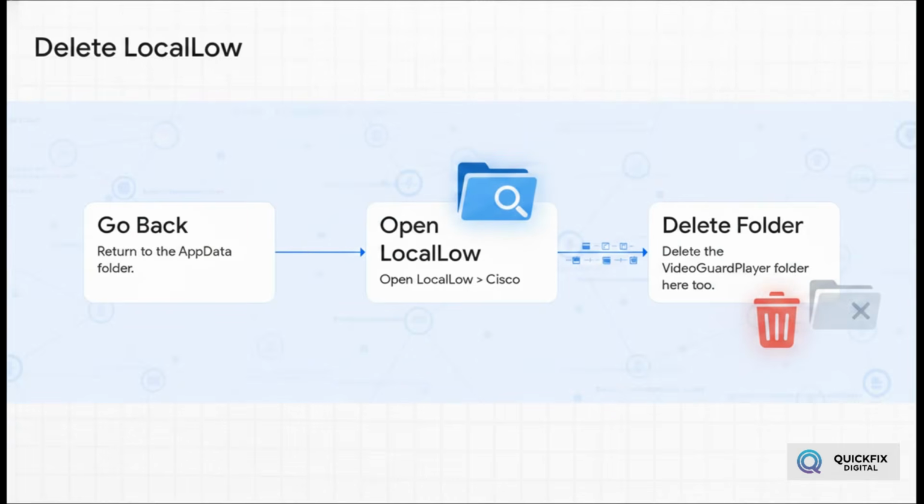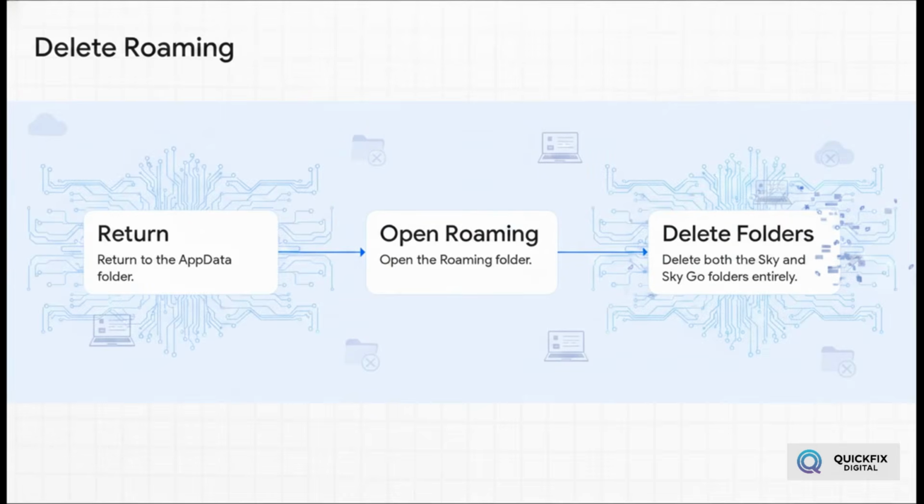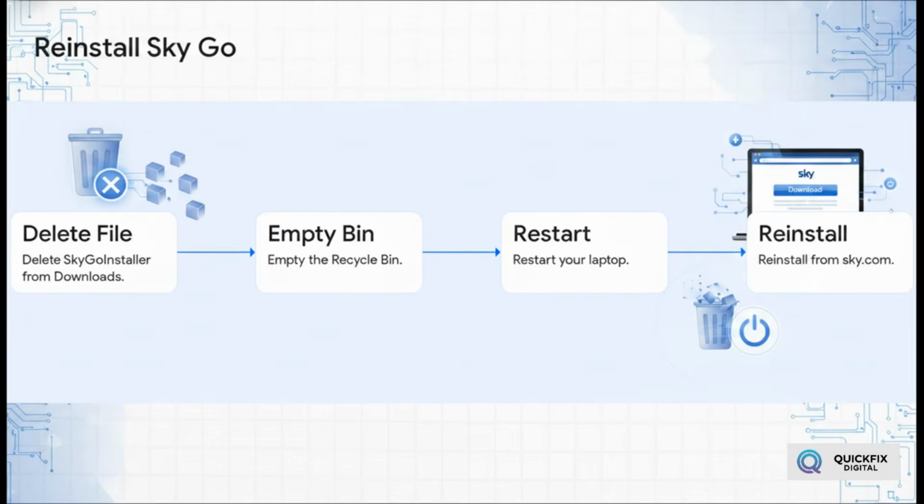Head back out, open the local folder, find that exact same VideoGuard player folder, and trash it there too. Finally, pop into the roaming folder. Delete both the Sky and SkyGo folders to wipe the slate clean. Trash your old installer, empty the recycle bin, restart your laptop, and download a fresh installer from Sky.